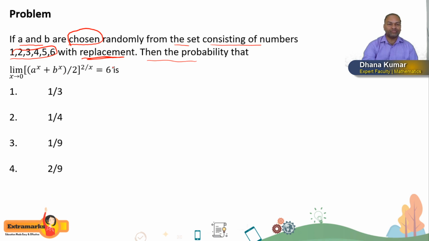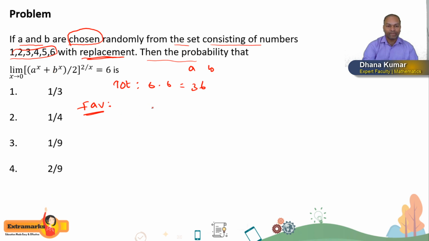What I told, first of all, total number of cases is very easy. A and B, with replacement, so for A how many possibilities? 6 possibilities. For B also 6 possibilities. 6 sixes are 36. Let us come to favorable cases. If you want to verify the a, b values, first of all you have to find this limit answer. Let us see using the limits method.